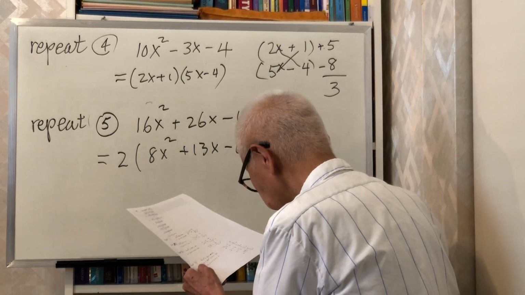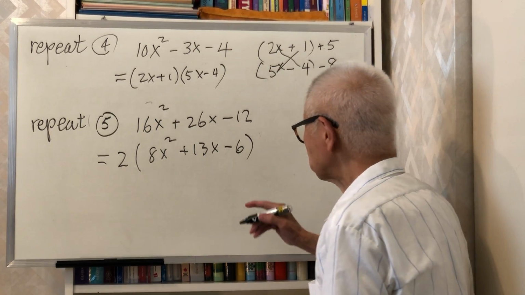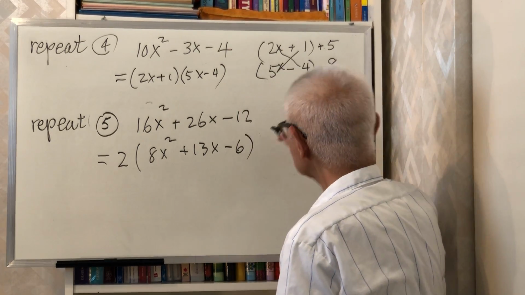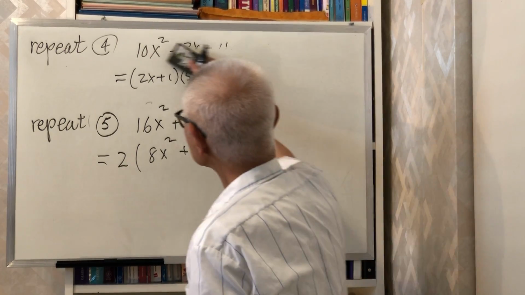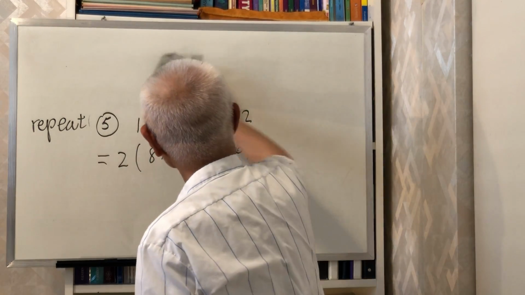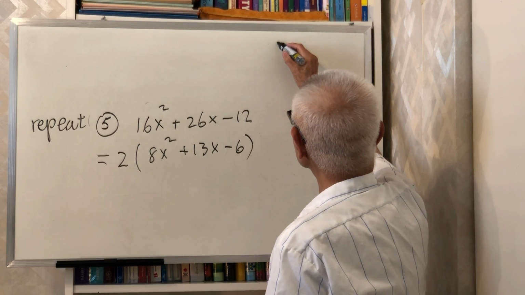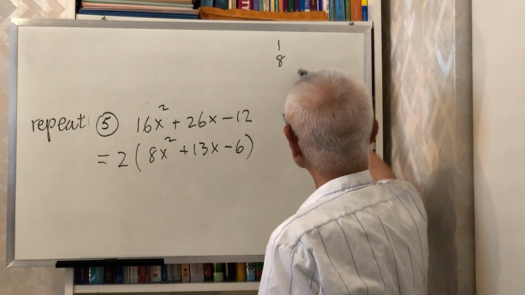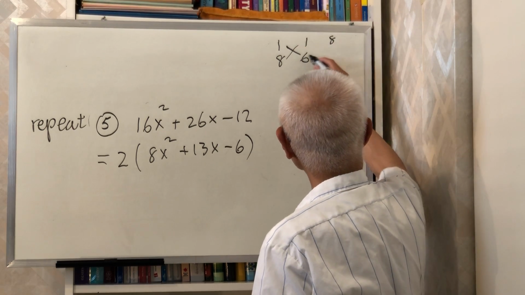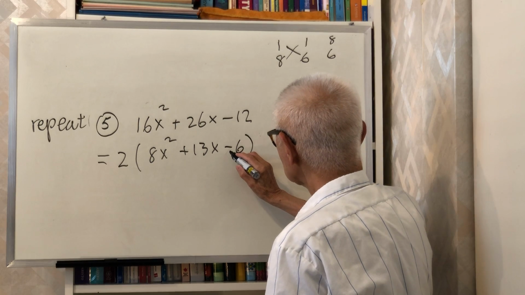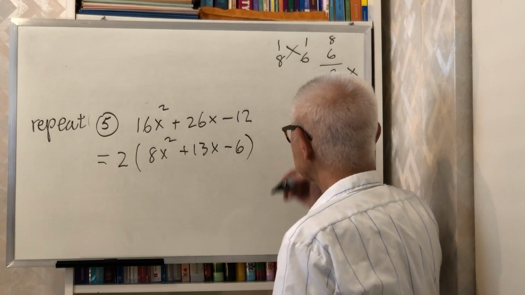Now, how do you do that? So we can try various combinations. 8 is 1 times 8. 6 is 1 times 6. Cross. You subtract. So that's not right.